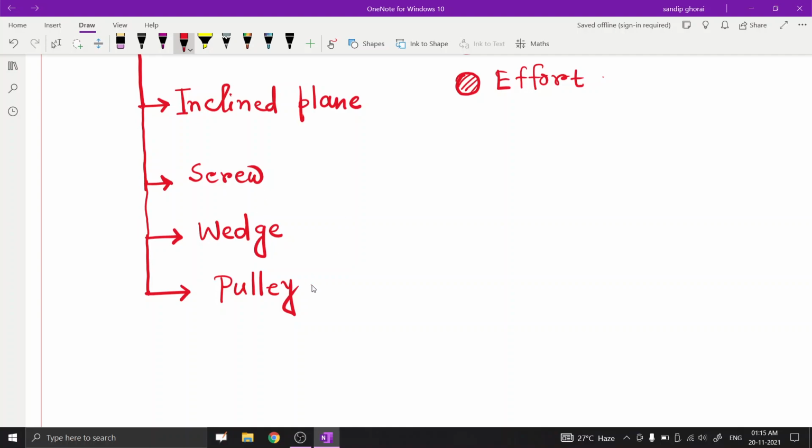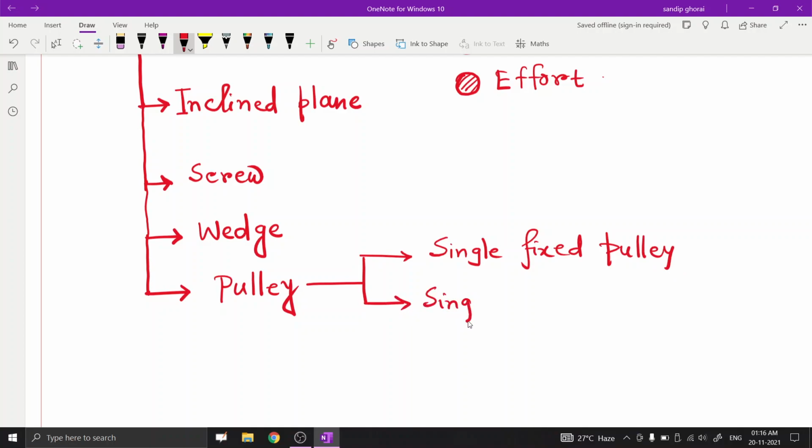A pulley is also classified into two different types: one is the single fixed pulley and another one is the single movable pulley. What is the basic difference between a single fixed and a single movable pulley? We already know the difference. For a single fixed pulley the axis of rotation is fixed, and for a single movable pulley the axis of rotation is not fixed. This is the basic difference.